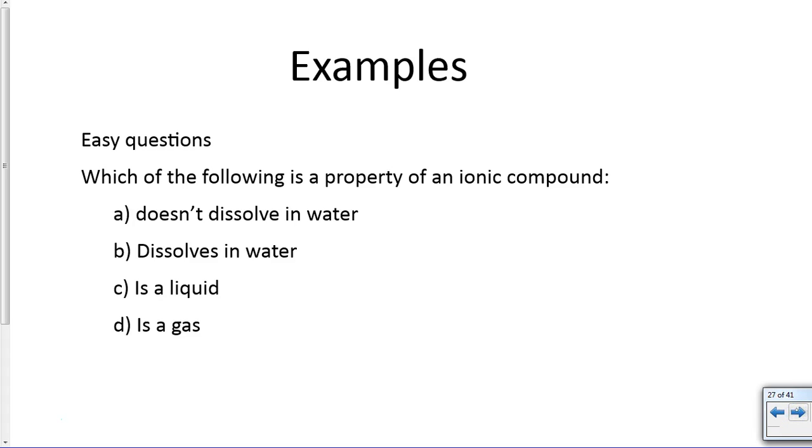So, let's do some examples. Let's see how we could apply this. Problems. Which of the following, Mr. Rainier, is a property of an ionic compound? So what we want to start talking about here, guys, is this is a classic multiple choice question.